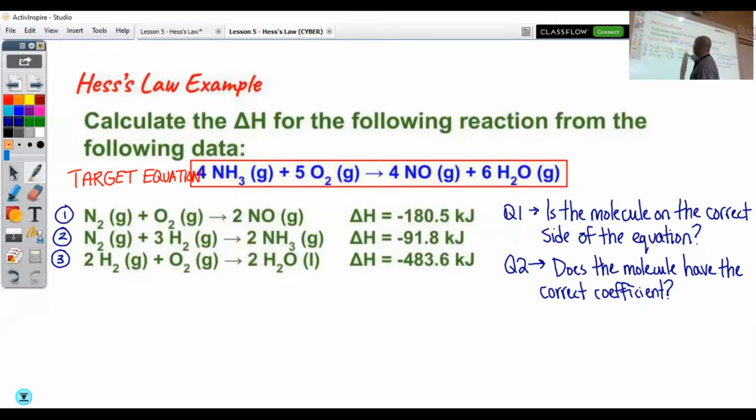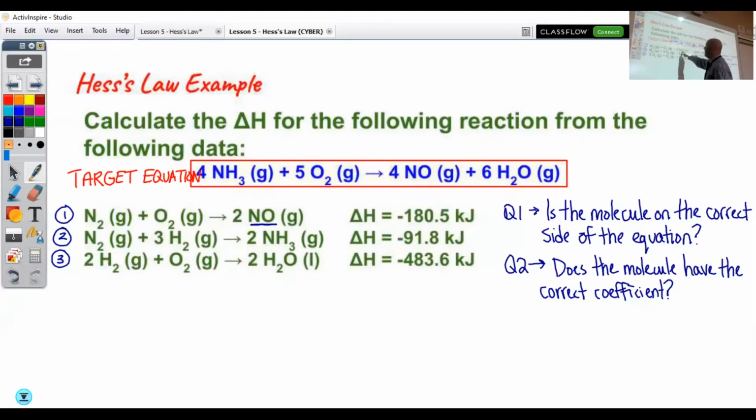So let's take a look at our first equation here. We have nitrogen combining with oxygen to produce nitrogen monoxide, which is over here. Now, if you notice, nitrogen monoxide also appears in our target equation. That's a good thing. We always want to try and look for molecules that appear in the target equation. We don't want to pick molecules that don't appear in the target equation, like nitrogen, or molecules that appear in multiple spots, like oxygen, which appears in both equation 1 and equation 3. That doesn't mean we're not going to use them. It just means we're not going to use that to decide our answers to these two questions.